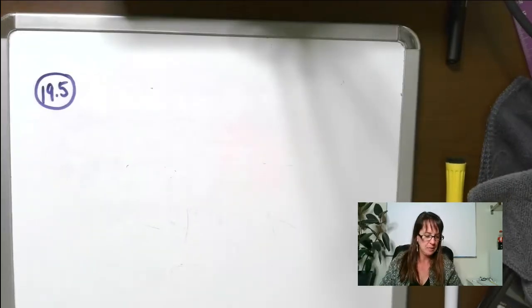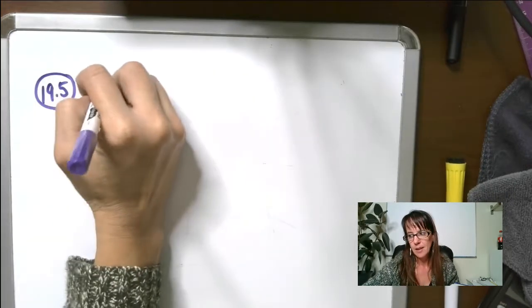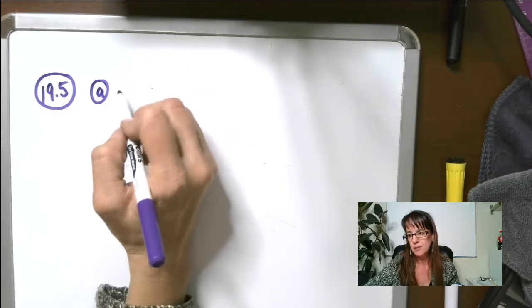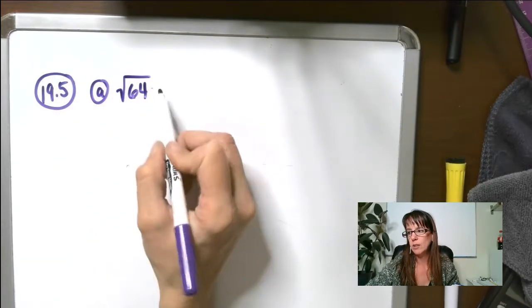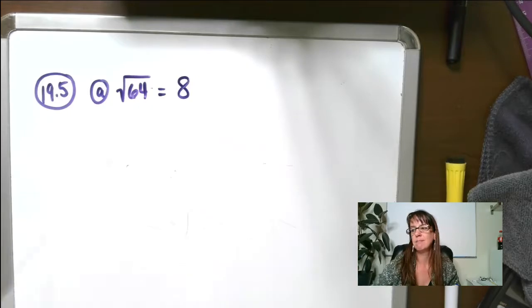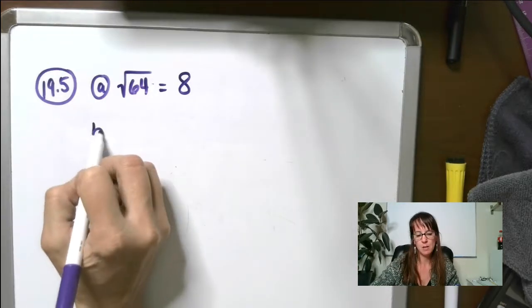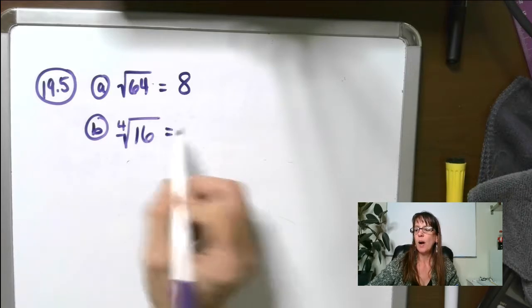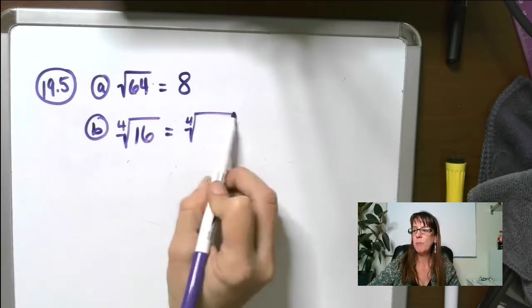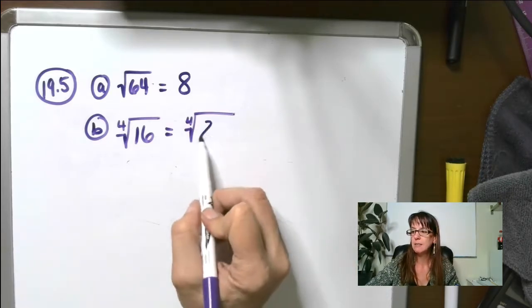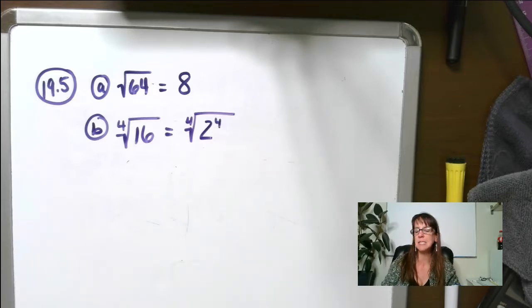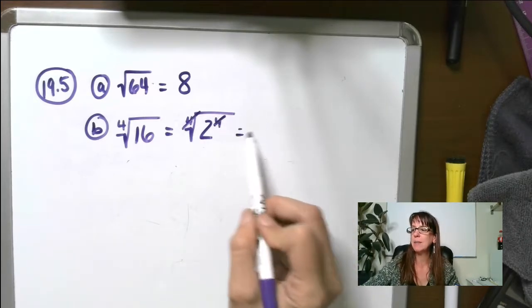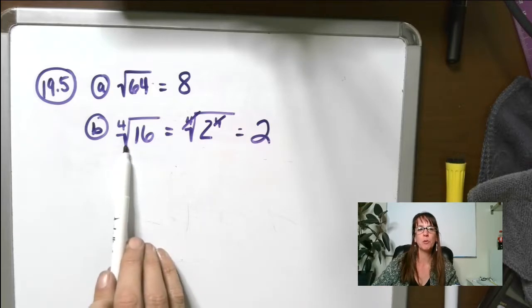All right, 19.5. So A is root 64. That is just 8, right? 8 times 8 gives us 64. B is the fourth root of 16. So I need something to the fourth power that gives me 16. 2 to the fourth power will give me 16. This will cancel out that, and I'm left with 2. So the fourth root of 16 is 2.